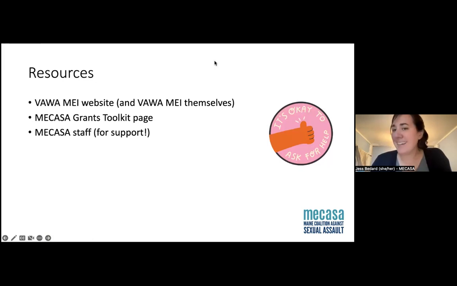There's a link to that website on the Grants Toolkit, seeing a theme here. The next resource is the Grants Toolkit page. So you could check that out. There's a bunch of resources there and example projects. If you've worked on a federal discretionary grant, or frankly, any other grant, and you would like to share the finished grant that you've got, we would love to host it on our Grants Toolkit page so that other folks can learn from it. So just be in touch with me if that's the case.